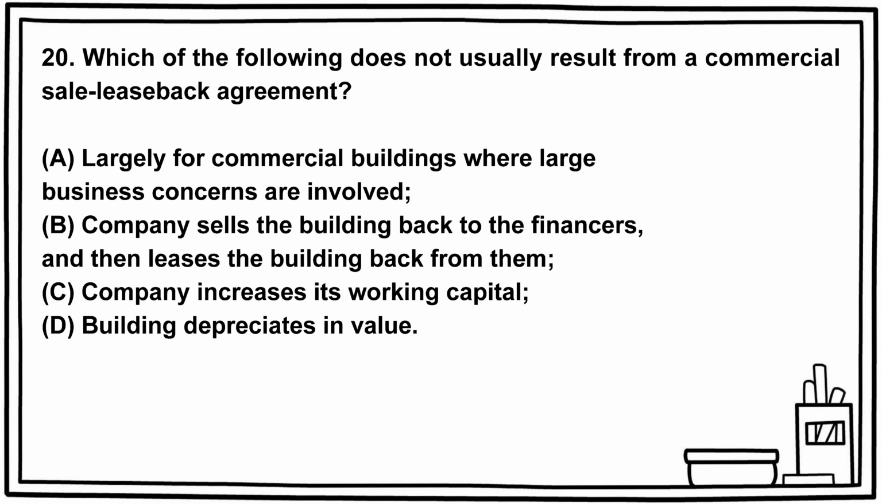20. Which of the following does not usually result from a commercial sale-leaseback agreement? A. Largely for commercial buildings where large business concerns are involved. B. Company sells the building back to the financiers, and then leases the building back from them. C. Company increases its working capital. D. Building depreciates in value.